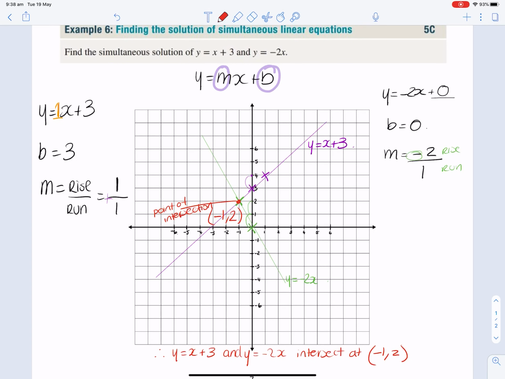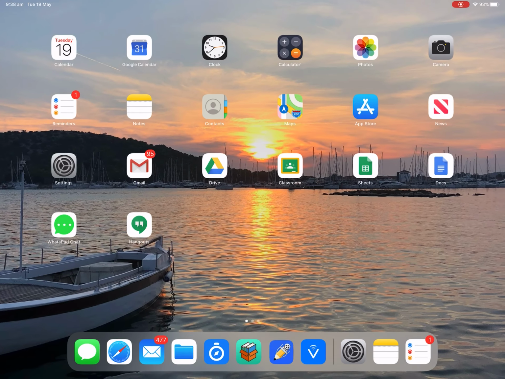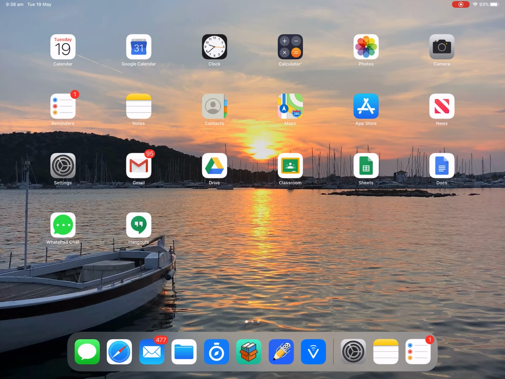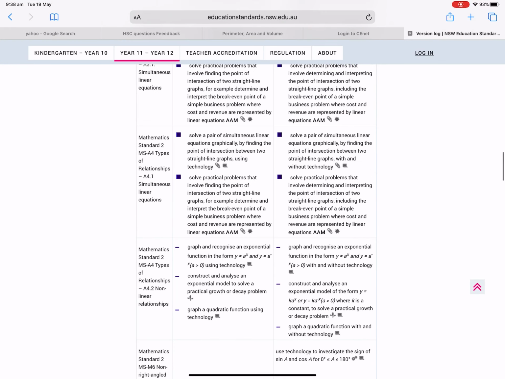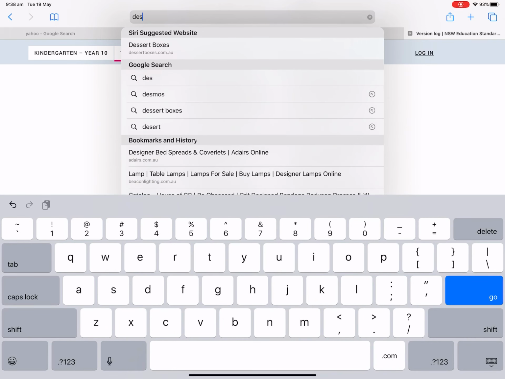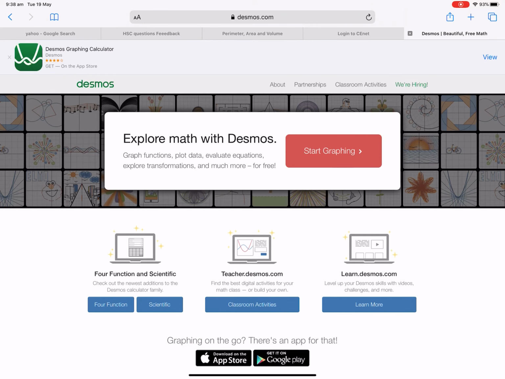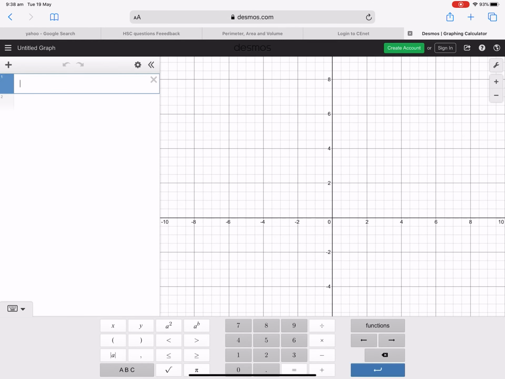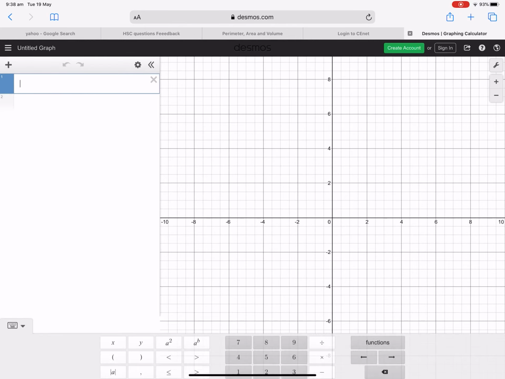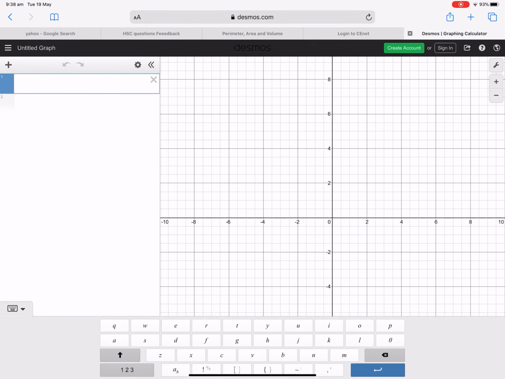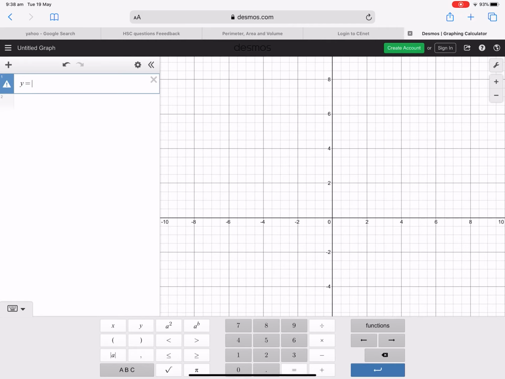So only one example for today. I did say I was going to do that on Desmos now. So if we go to Desmos, I don't know how good this is on the iPad, we'll give it a go. Start graphing. What you have to do here is type in your two equations. It's a lot easier with a keyboard. y equals x plus 3. Okay, that's the first one.